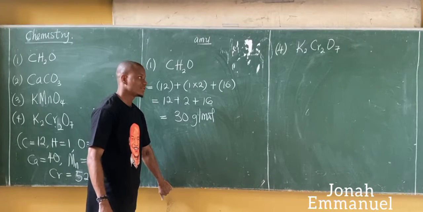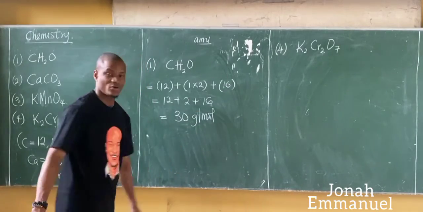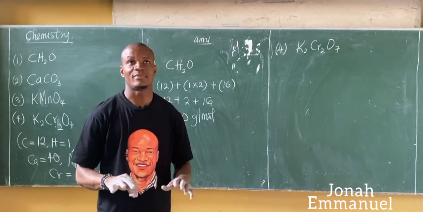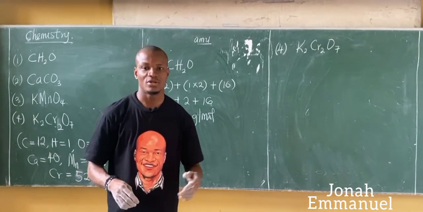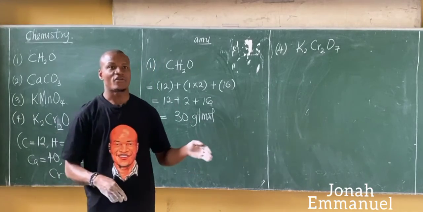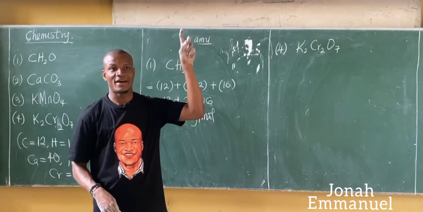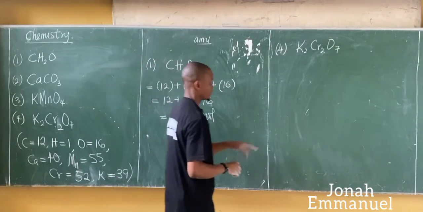Alright, let's get to the numbers. I think we'll do some of the naming in the next class, because I need time to explain the whole concept. If we start now, we won't finish. I need time to show you how it's done. I'll first give you the first two elements and their valencies, and show you how to name them.